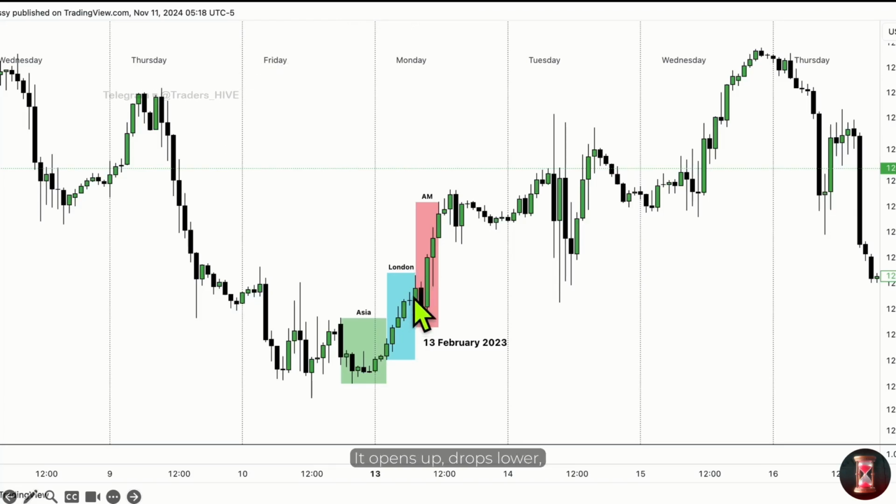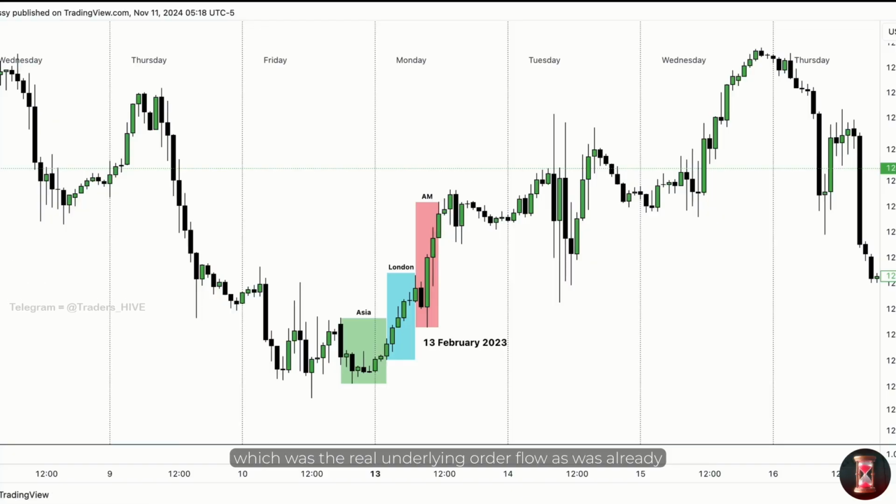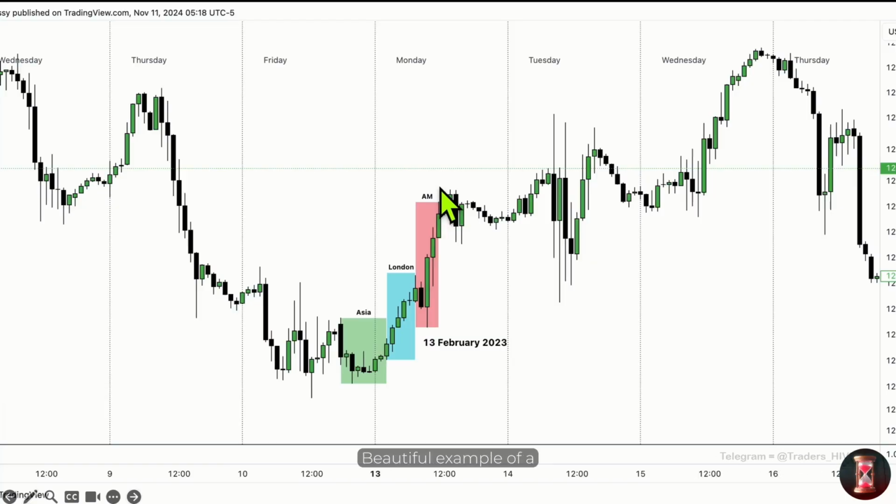It opens up, drops lower, forming the low of the New York morning session before expanding higher, which was the real underlying order flow as was already established during the London session. Asia just went back and forth, establishing a range. London expanded above the Asia high. We see the Asia high functioning as support on price. Pay attention to this high right here, and the market begins to expand towards the upside. Beautiful example of a continuation model being in play.